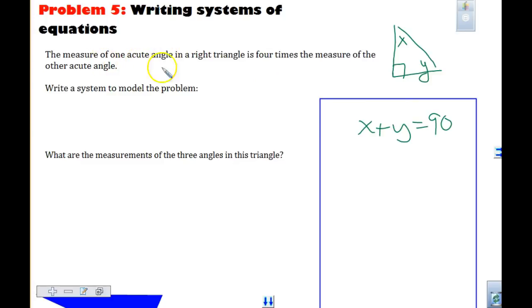The reason we knew that is that we had a right triangle, so we already knew one angle was 90. The second statement is that one of our acute angles, Kyle, which one, Y or X? One acute angle, X, is, that's almost always our equal, so X equals 4 times the other. So 4 times Y. So our two equations are here.